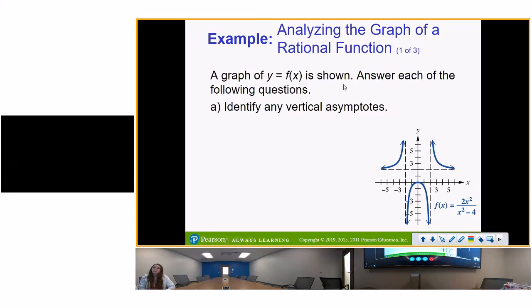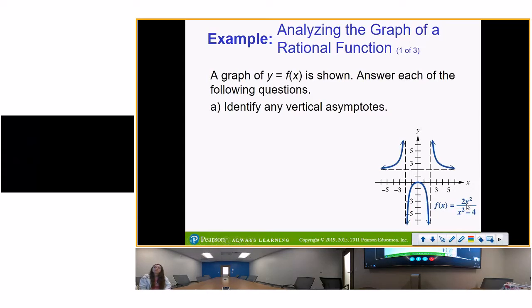Okay. A graph, blah, blah, blah. Identify any vertical asymptotes. Look at this function. This is a volcano, but it's got a quadratic on top and bottom. So what's the degree of the numerator? 2. What's the degree of the denominator? 2. They're equal. So that means the horizontal asymptote is going to be, well, it should be one, but it's not. No, it's 2/1 because it's always your coefficient.